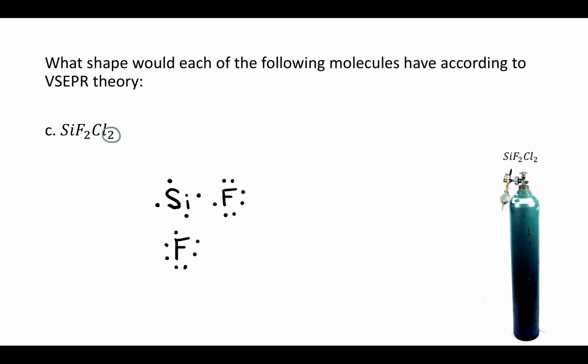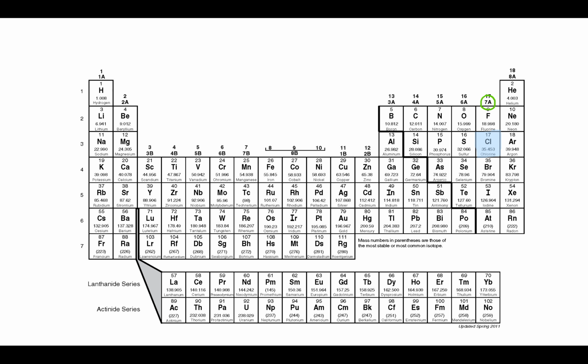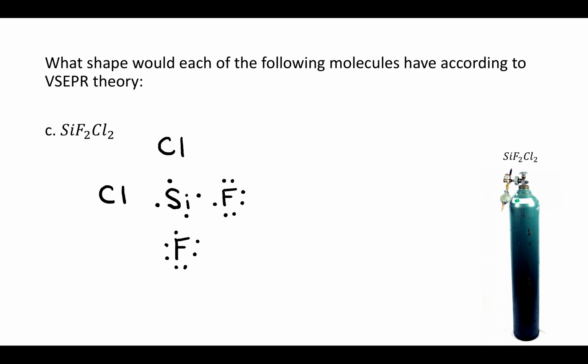Okay, now I have 2 chlorines, and I'm going to put the chlorines on the sides of silicon that have unpaired electrons. So 1 there, 1 on top. Because chlorine is in column 7A, it's going to have 7 valence electrons, so I'm going to put 7 dots around each. 1, 2, 3, 4, 5, 6, 7. Alright, so those are the dot structures for each of those atoms. Now around silicon, we have 4 unpaired electrons. Around each fluorine, we have 1 unpaired electron. And around each chlorine, we have 1 unpaired electron.